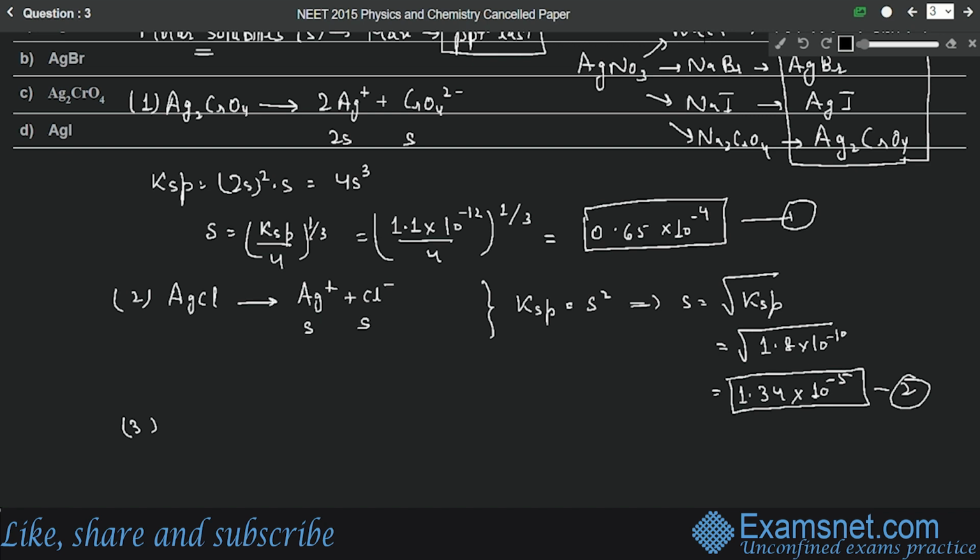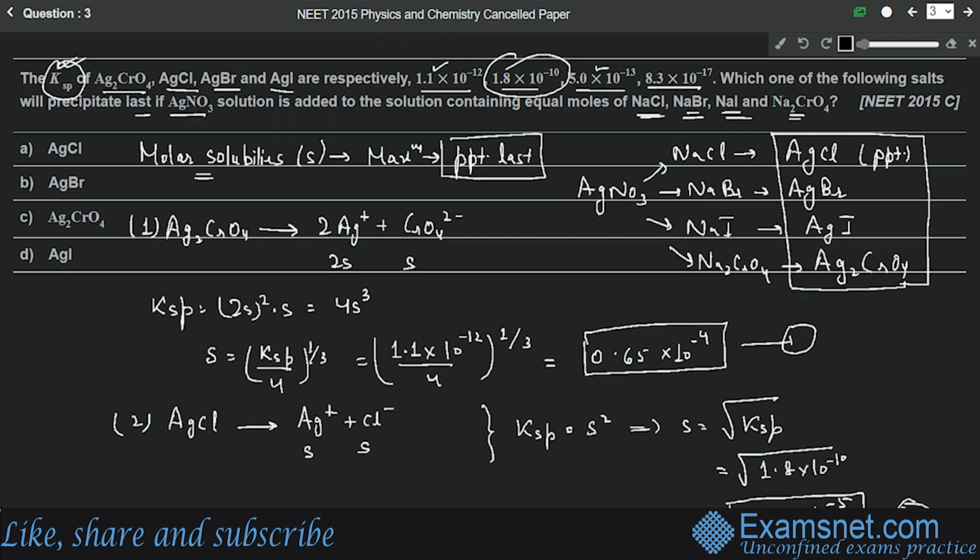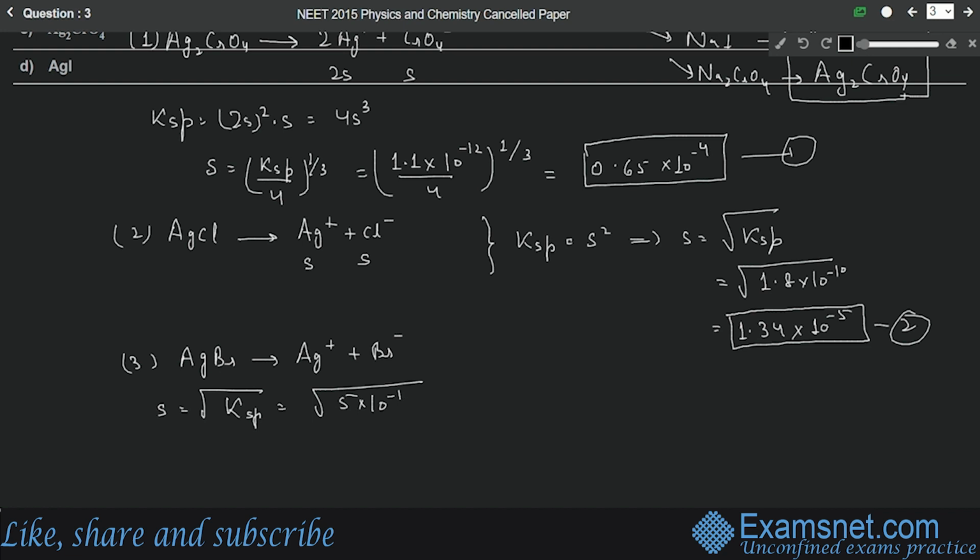So the third one is silver bromide. Again, it will dissociate into silver ion, Ag plus, and bromide ion, Br minus. So here also Ksp will be equal to S square. So S will be equal to under root Ksp. So under root, what is the value of Ksp for AgBr? It was 5 into 10 to the power minus 10, right? Yes. Sorry, 5 into 10 to the power minus 13 it is. Now if you solve this, you will get the value 0.71 into 10 to the power minus 6.